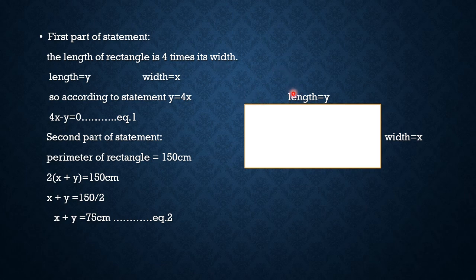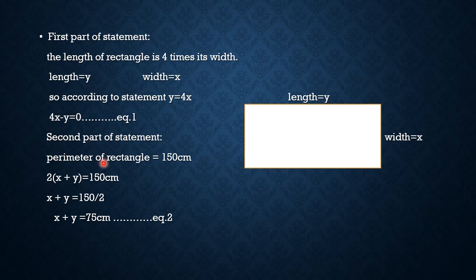Let's suppose this is a rectangle. Length is equal to y and width is equal to x. According to the given statement, if we multiply the width by 4, it will equal y. So y is equal to 4x. Now make the linear equation from the statement: 4x minus y equals 0. This is equation 1.